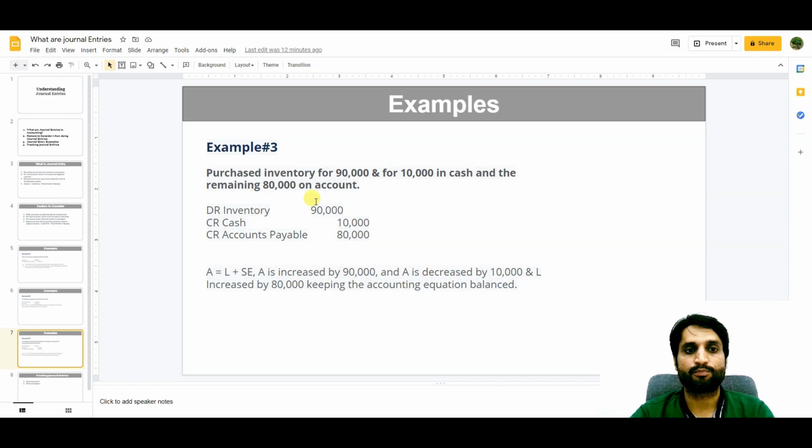Example number 3: purchase inventory for a total of 90,000, 10,000 paid in cash and the remaining 80,000 on credit. So our inventory account, the asset account, will increase by 90,000, the cash account will decrease by 10,000, and liability will increase by 80,000. Now if you put them in the accounting equation, assets increase by 90,000 and an asset decreases by 10,000, so the asset side is an 80,000 increase and the liability increases by 80,000. So both sides are equal.